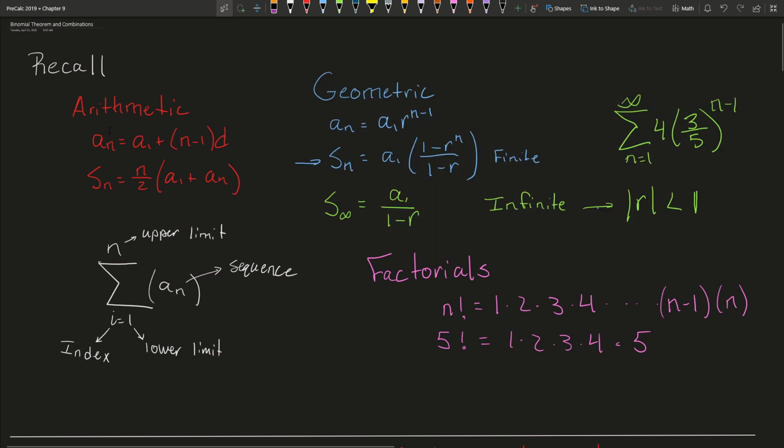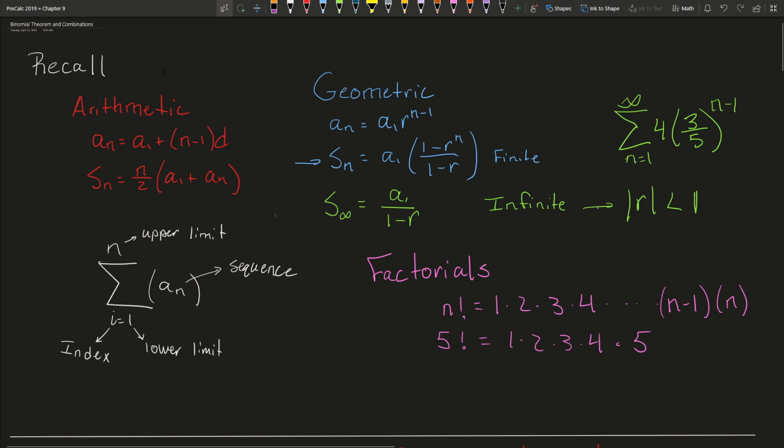So for arithmetic, we need to be able to find the nth term using this equation. An arithmetic sequence is something where you're just adding a certain term over and over again. That constant term is our common difference. Once you find the common difference and the first term, you should be able to get both of these things. We need to be able to sum them, and we need to be able to find the nth term. And you've had homework over all this.